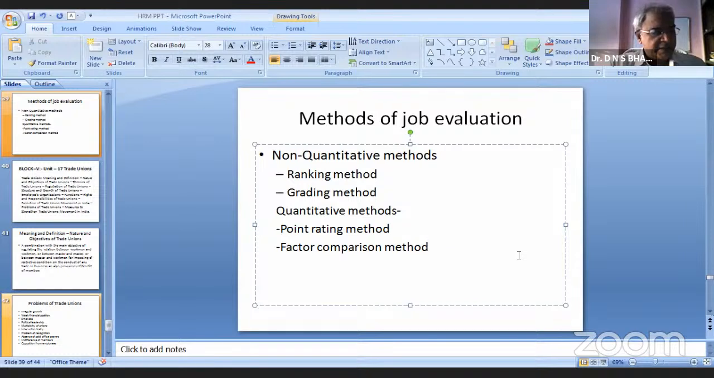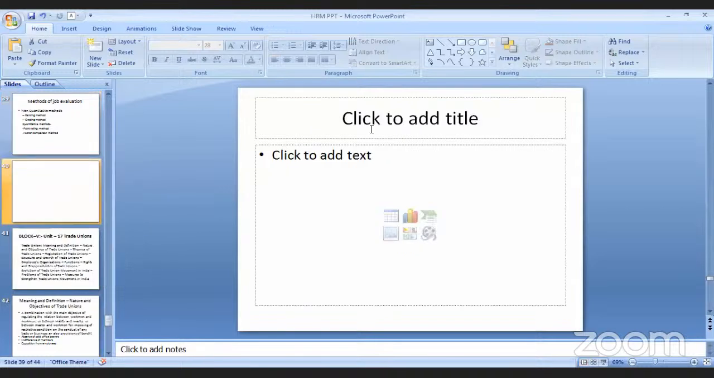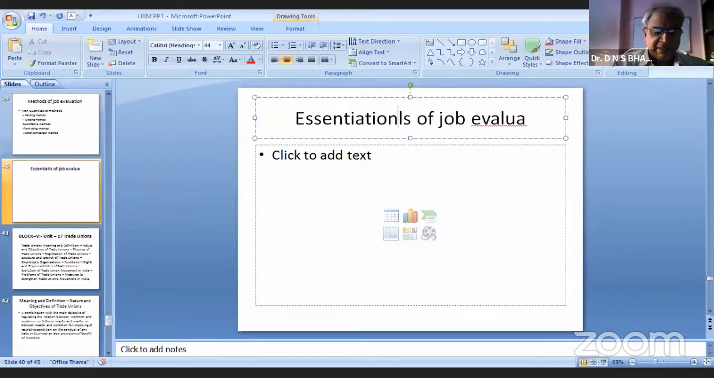Process of job evaluation. Next. Essentials of job evaluation. This is the last aspect.